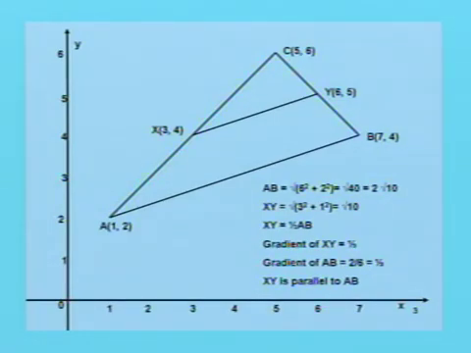And remember how we get 3, 4 from coordinate geometry. Add the X values. 5 plus 1 is 6. 6 divided by 2 is 3. To get a Y value, 6 plus 2, 8. 8 divided by 2, 4. And that's how we find the coordinates of the midpoint. Similarly for Y, we add the coordinates of B and C and divide by 2, and so Y, which is the midpoint, would be 6, 5.